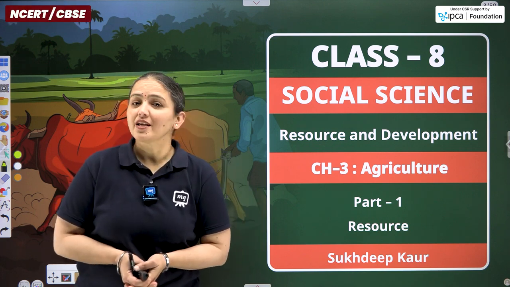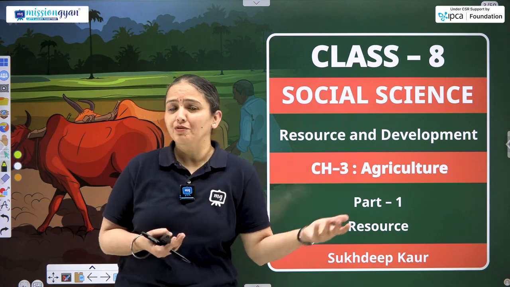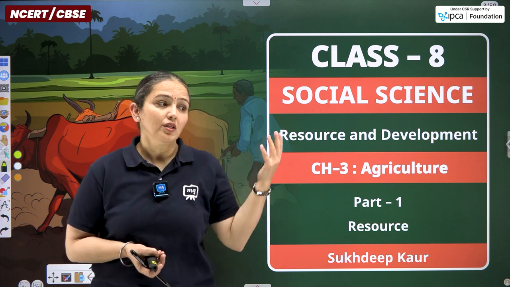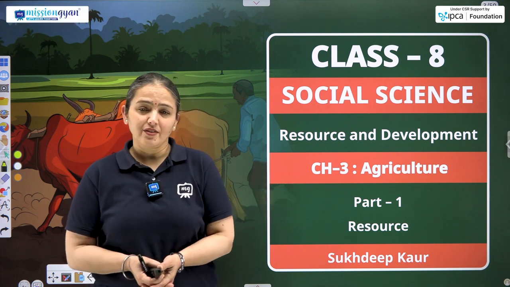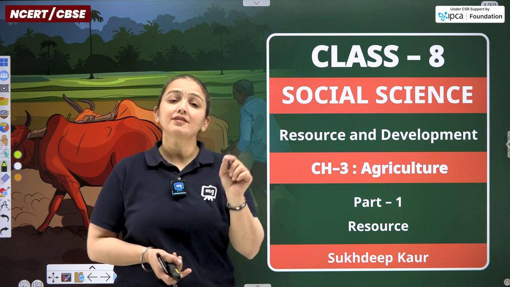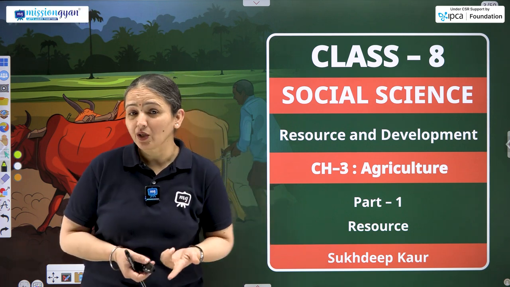Our chapter for the day is chapter number 3, that is agriculture. Again, we are discussing different types of resources. We have discussed land, we have discussed water. Now we are discussing agriculture as a resource, but not only is agriculture a resource, it is a type of economic activity as well. But what kind of economic activity?